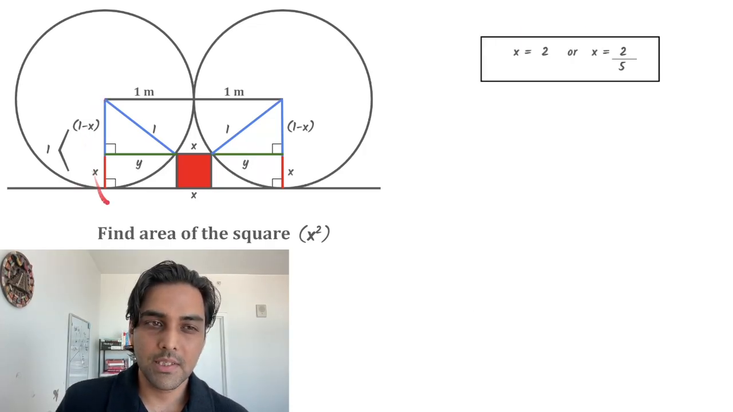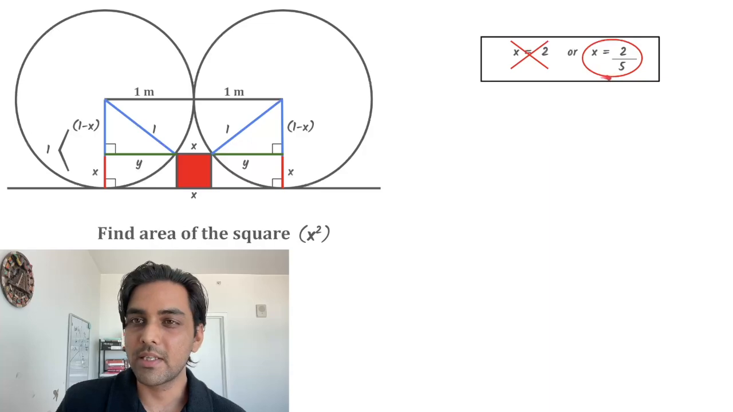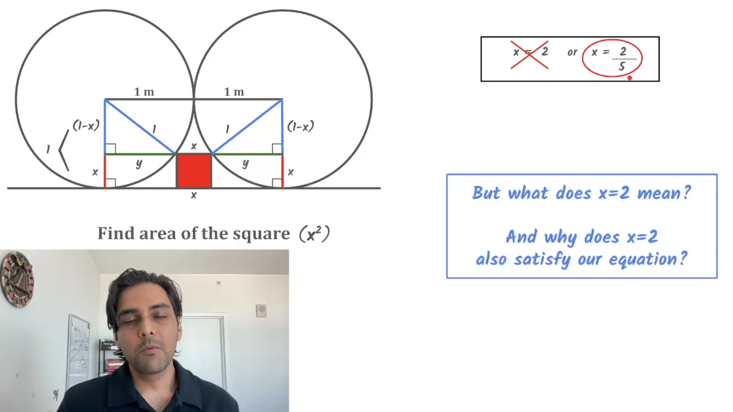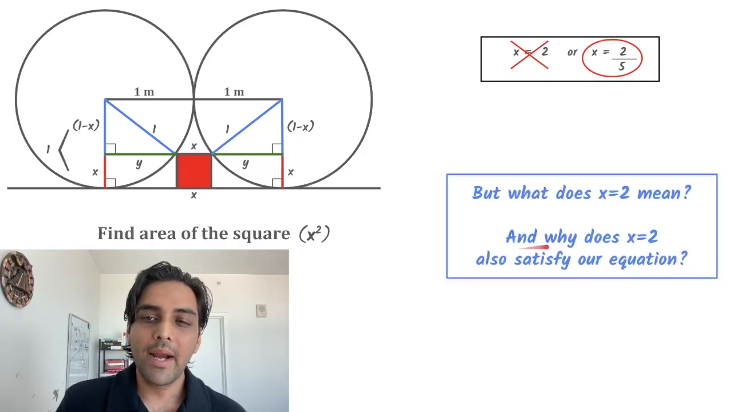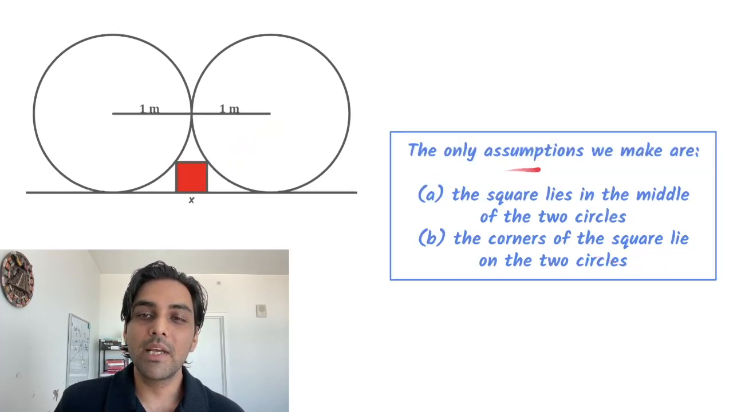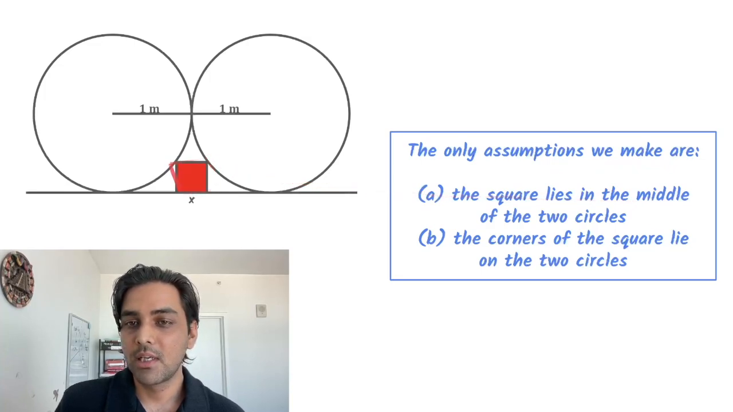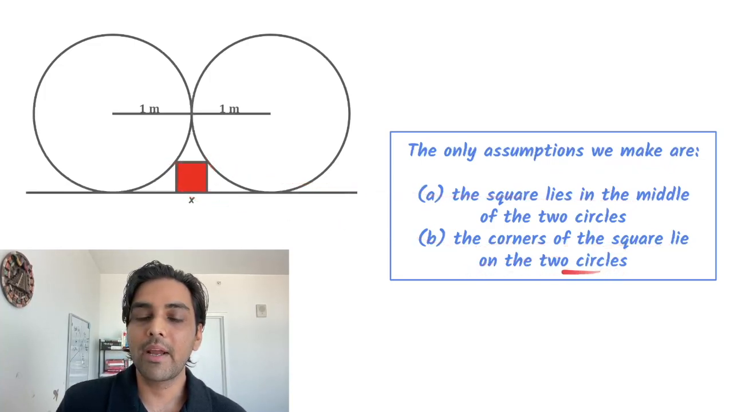Now clearly, since this whole line is 1 meter, x is going to be smaller than 1. So x cannot be 2, and our answer is x equals 2 divided by 5. But what does x equals 2 mean? And why does x equal to 2 also satisfy our equation? Well, the only assumptions we make are that the square lies in the middle of these two circles, and the corners of the square lie on the two circles. We never really told the equation that x has to be less than 1 meter, right?